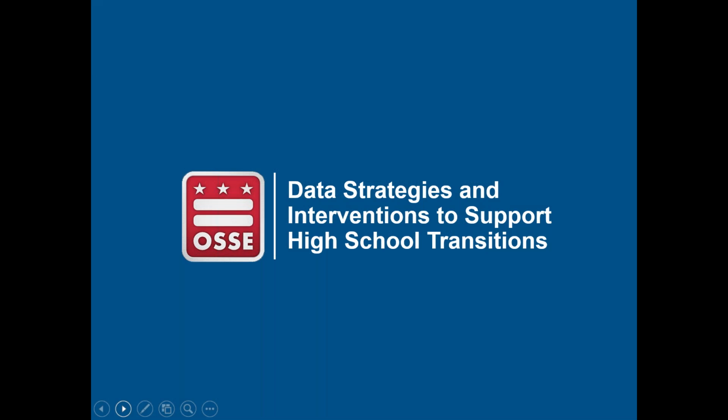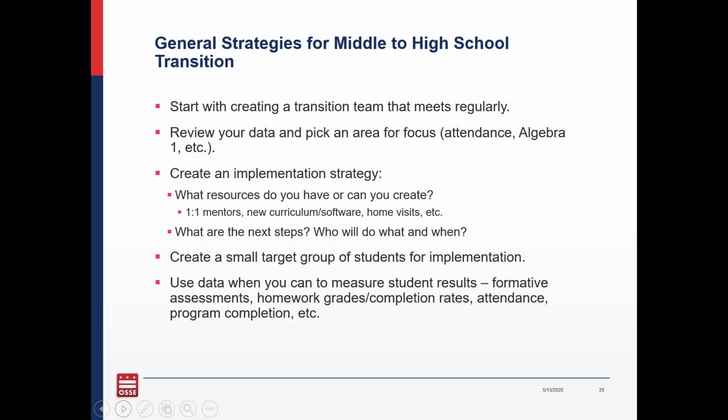Now we're going to talk about data strategies and interventions to support high school transitions. Some general strategies to assist in 8th to 9th grade transition include starting with creating a transition team that meets regularly. Think about reviewing your data and picking an area for focus, such as attendance or a certain core subject area. Try creating an implementation strategy.